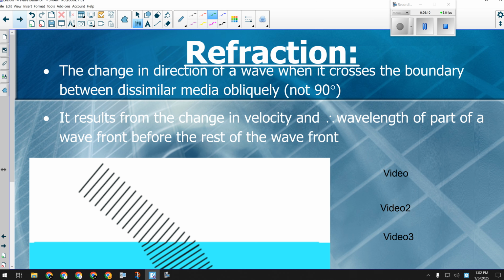All right, next behavior is refraction. This is one that we can see pretty easily as well. Refraction is another way to change the direction a wave travels, and you simply do that by making it go into a new medium or crossing a boundary. When you make it cross a boundary at an angle, part of the wave hits the new medium before the rest of it. That part of the wave will change speed before the other part of the wave does.